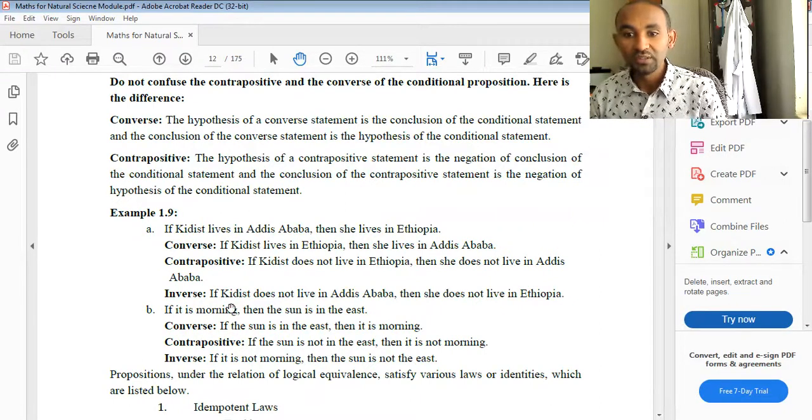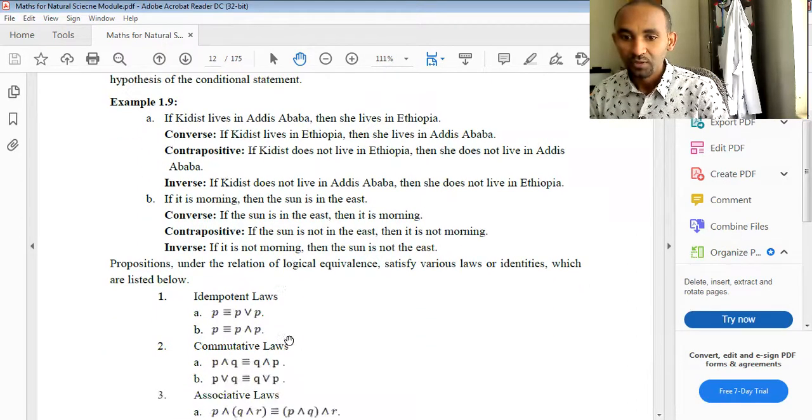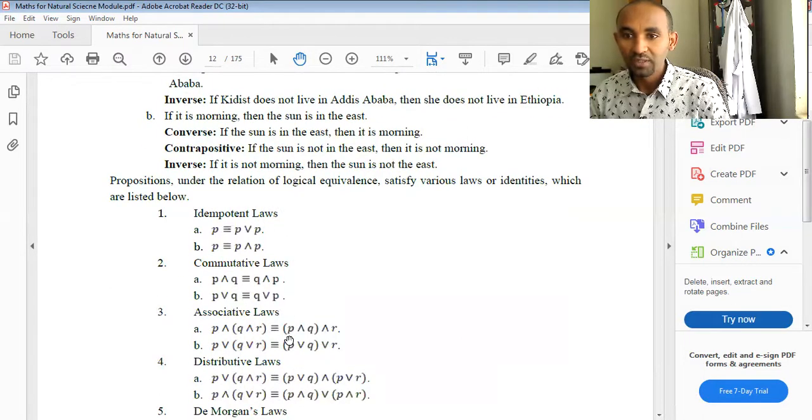The inverse is if Kadis does not live in Addis, then she does not live in Ethiopia. As you can see, somebody who is not living in Addis may be living in some other city in Ethiopia. So it's not logical. Okay, these are some of the identity laws.